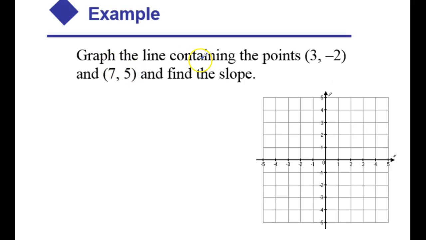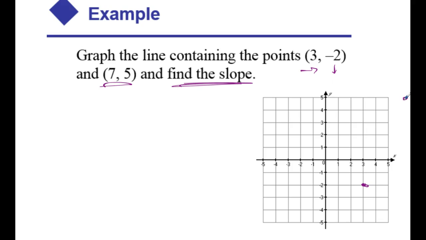So here it goes. Graph the line, plot the points, and then find the slope. So this means 3 to the right and 2 down. Gives me this point. This says 7 right. Ooh, off my graph. And then 5 up. Sorry about that. I needed a different graph.